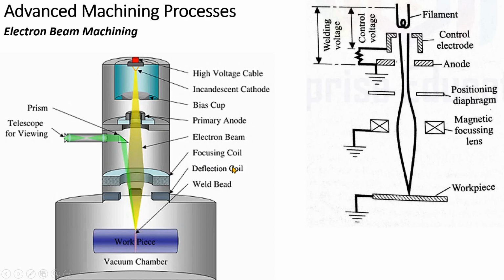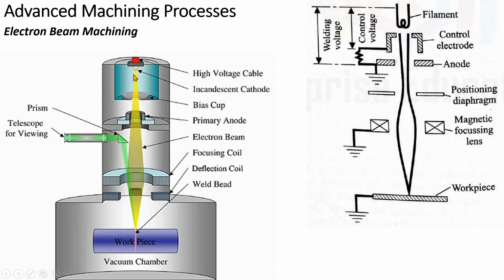So the first component is the focusing coil. So here we have a focusing coil or a magnetic coil, which is used to converge the electron beam onto the workpiece surface. So the main purpose of the focusing coil is to converge this electron beam onto the workpiece surface.